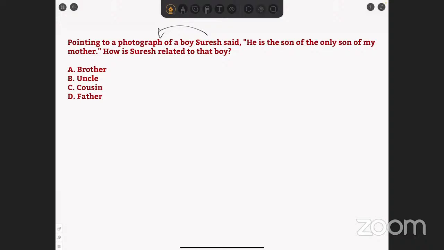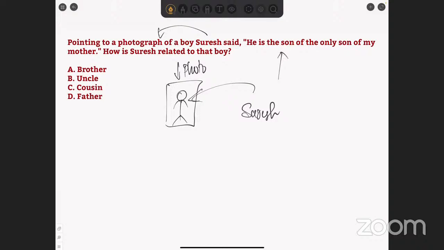Now, there is a photograph. There is some person here in the photograph. So this is the photo. Now, let's say this is Suresh. Now, what is Suresh doing here? He points to this particular photograph and he says, he, that is the person in the photograph, is the son of the only son of my mother. So now that is the thing. How is Suresh related to that boy?